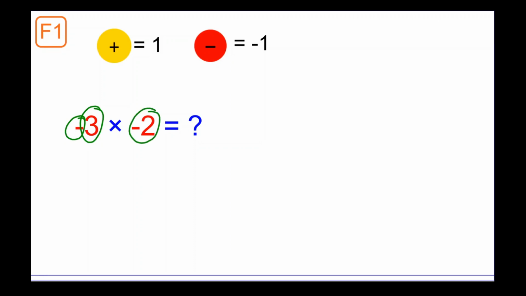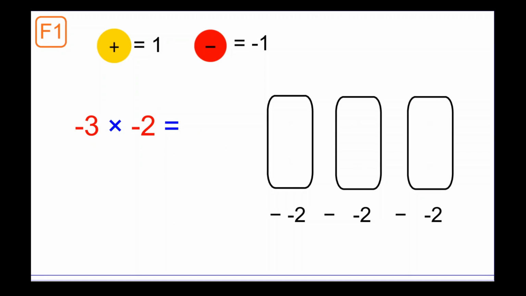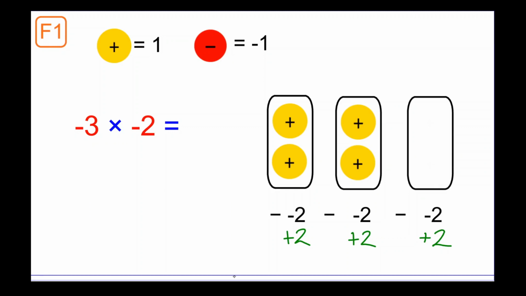Let's see how that looks. Starting with nothing, I need to take away negative 2. Can you remember from the negative numbers unit what happens if you take away negative 2? Well, taking away negative 2 is the same as adding positive 2. And then I need to take away negative 2 again, but that's the same as adding positive 2. And I need to take away negative 2 one more time, but that's the same as adding positive 2 again. So negative 3 times negative 2 gives positive 6.